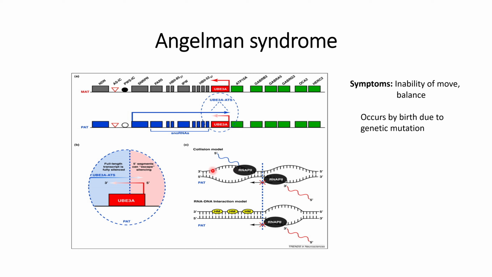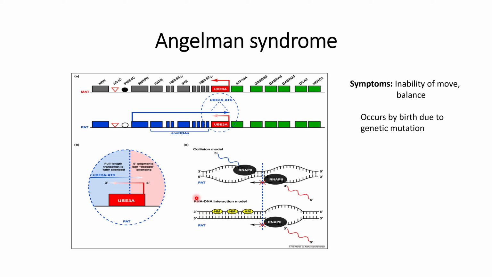The first one is the collision model, in which RNA polymerase II is transcribing one side of the DNA, and another RNA polymerase II is transcribing the other side of the DNA. Because of the collision of both of them, some part of the UBE3A antisense strand is unable to transcribe, whereas one strand of the DNA will be able to transcribe properly.